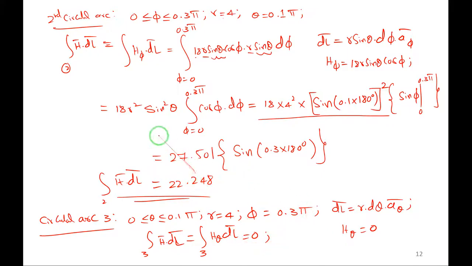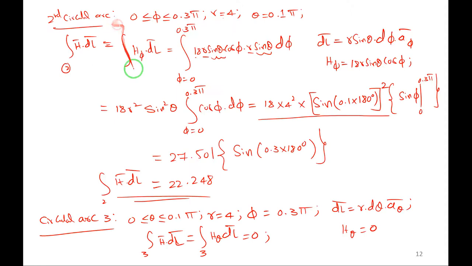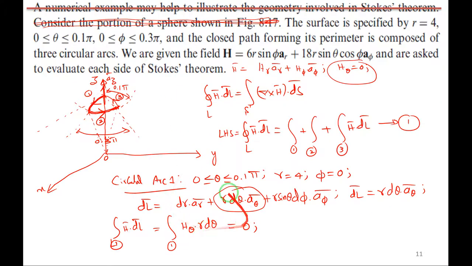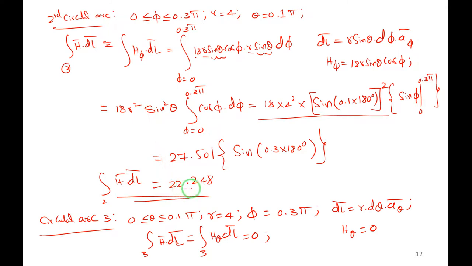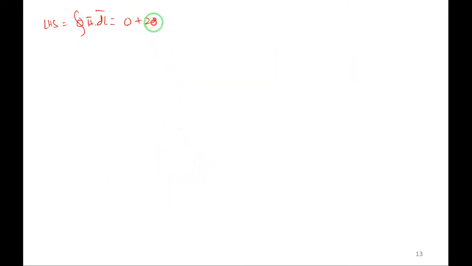So now I want the closed line integral, the LHS. We will find out the LHS. Closed line integral of h dot dl is equal to, along circular arc 1, what we got? It is 0. Then along the second arc we got 22.248. Next the third one, once again we got 0. So finally we got 22.248. If I want to write down the units, I can write it as amps. That is the LHS. Next we'll see the RHS.